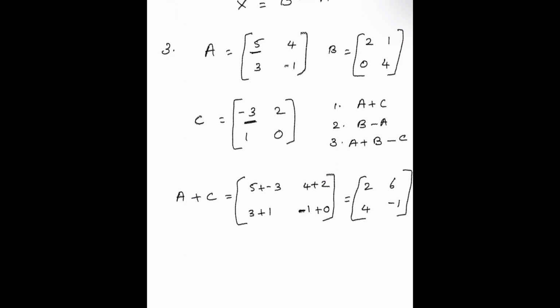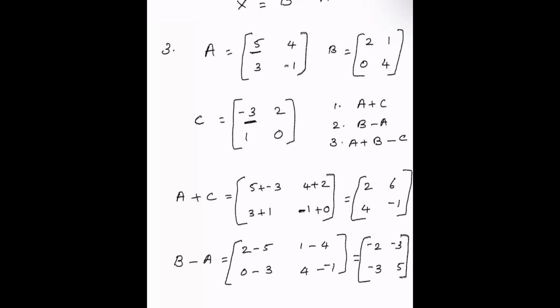Let's do B minus A now. B minus A. So you have to write first elements of B. Okay, so 2 minus 5, 1 minus 4, 0 minus 3, 4 minus 1. Okay, now subtract and what do you get? Negative 3, negative 3, negative 3, 3. Oh, okay.